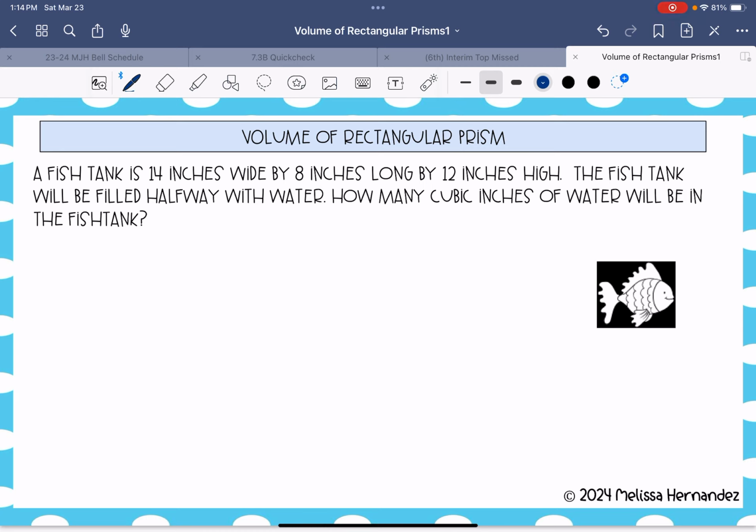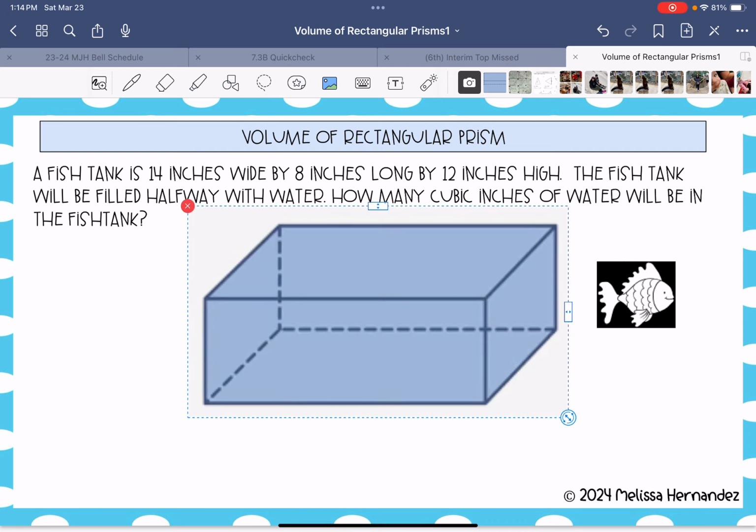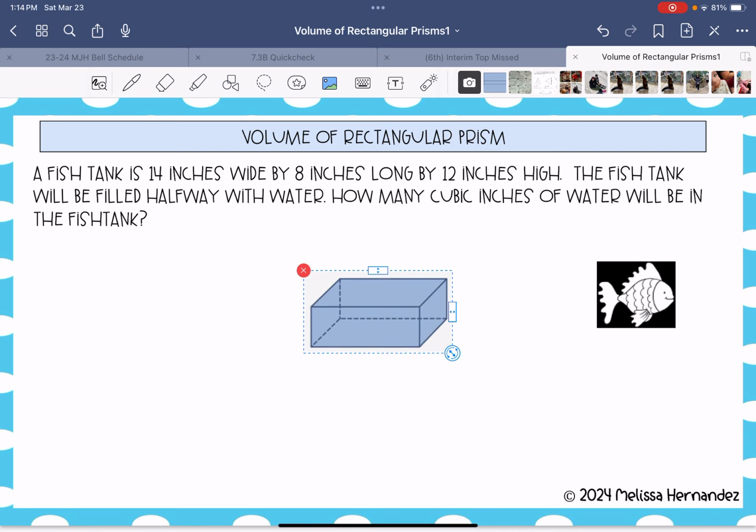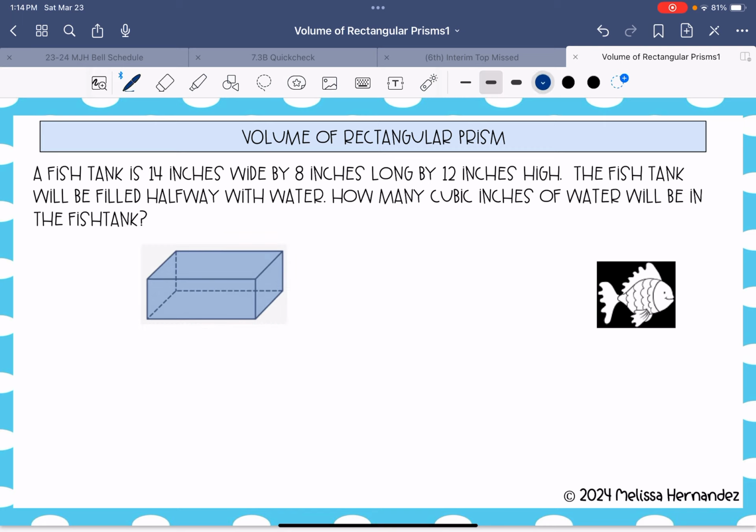First thing you want to do, since they didn't give us a picture, is draw our own picture for the rectangular prism. I'm just going to grab one from the internet. My drawing skills are not great. So we're going to label it accordingly. 14 by 8. Obviously the picture is not drawn to scale. I'm going to decide that my top and my bottom are my bases. I always want to shade them.